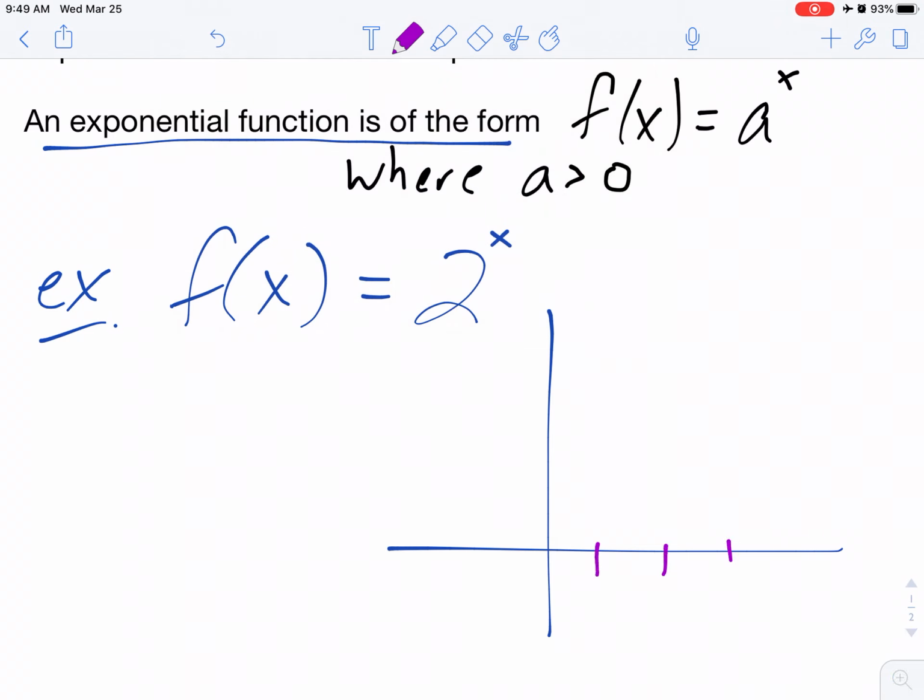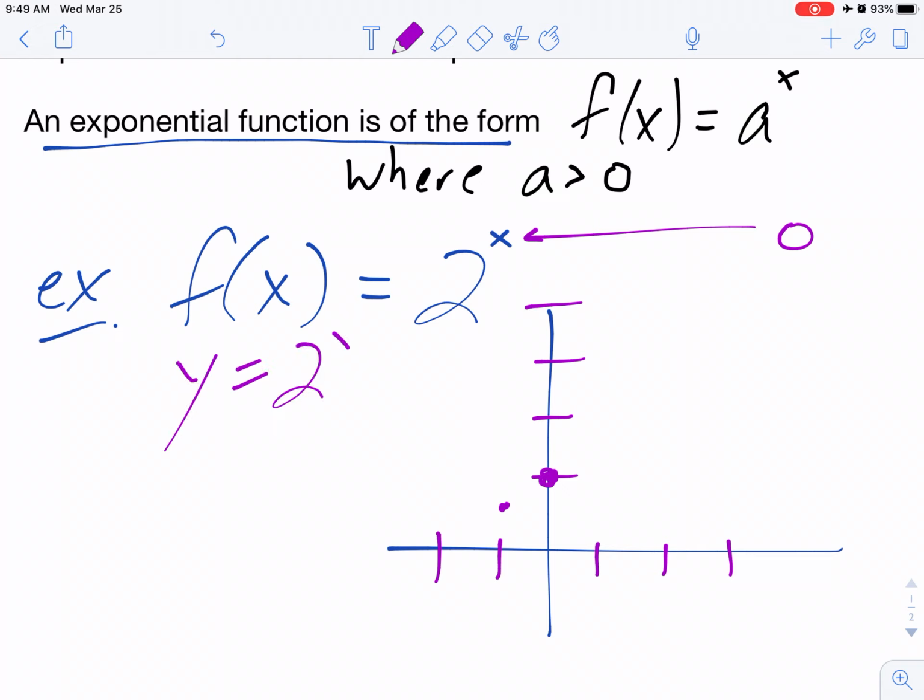So if we graph this, if we put a negative 1 in for x, we get a half, okay? So we'd have a point right there in the second quadrant. If we put a 0 in for x, and you could just use your graphing calculator for this, you don't have to graph it by hand like I'm doing here, you get a y value of 1. Remember, this is interchangeable with y equals. If we put a 1 in for x, we get a 2. 2 to the 1 is 2. If we put a 2 in for x, we get a 4.